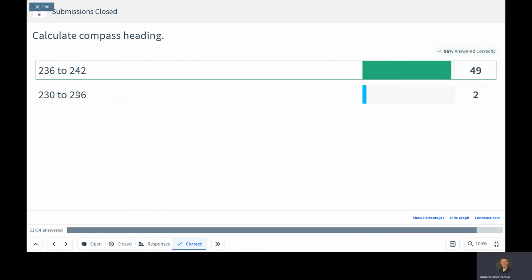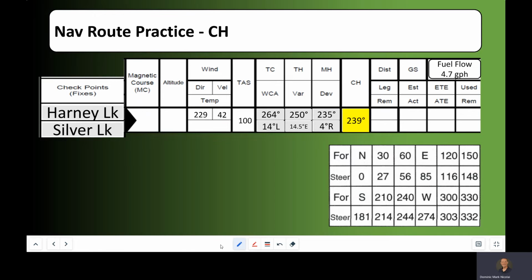Some of you answered, looks like you may have subtracted your deviation. Hard to say what you did. So now we know what to put for flying. We fly 239 degrees on the heading indicator or using the magnetic compass. Finishing off the bits here, now we do some calculations.